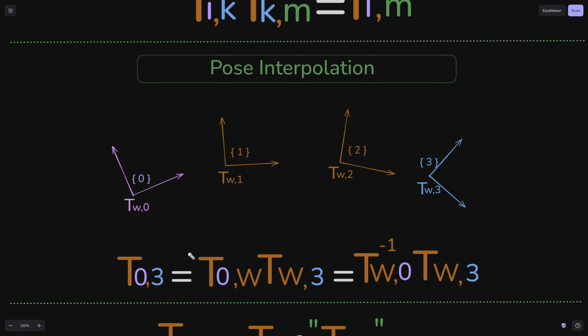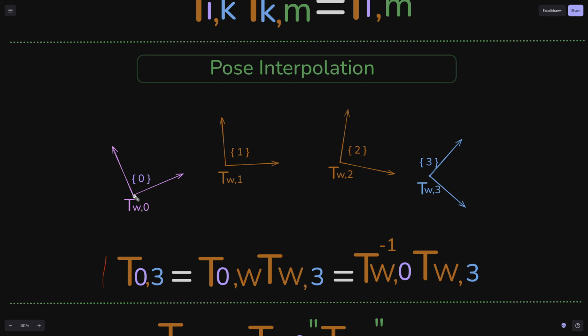So what is T03? This you should know, but it is quite obvious. It is the transformation from 0 to world, composed by the transformation from world to 3, which is the last one. This we have here, and this we don't, but it is switching these indices, so we invert it. So this is how 0 sees 3. Okay, so we have T03.